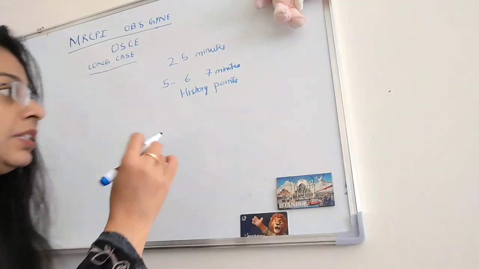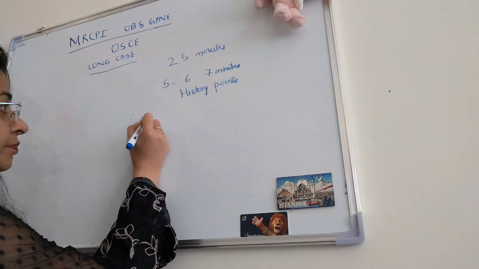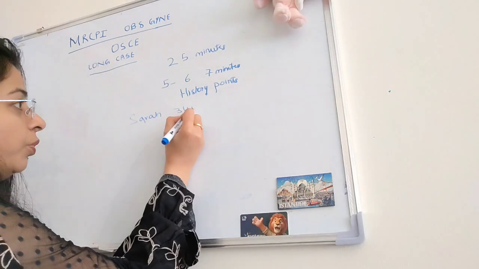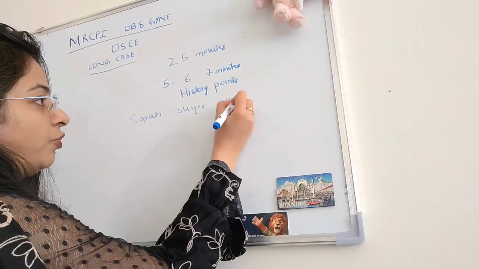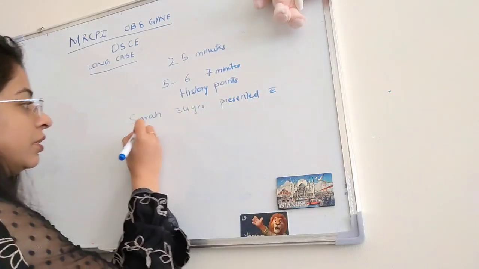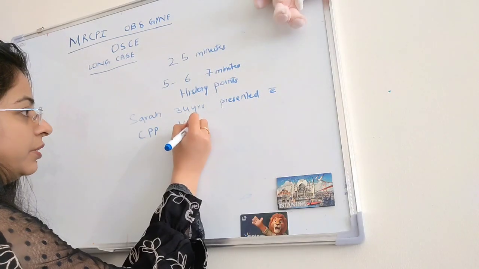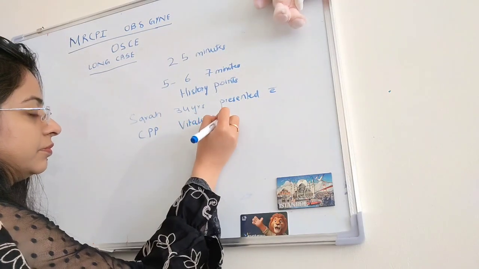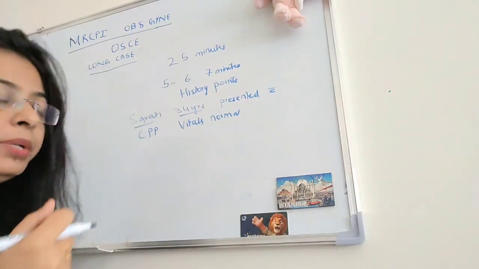Here we can see that we are discussing the patient Sarah, 34 years old, presented with chronic pelvic pain. Vitals are normal, okay. Name and age, usually they are given in the paper.